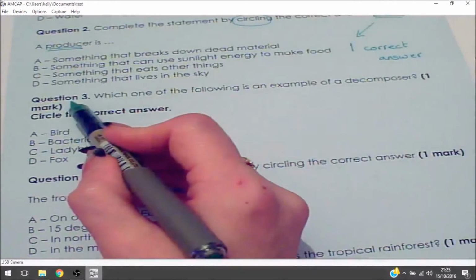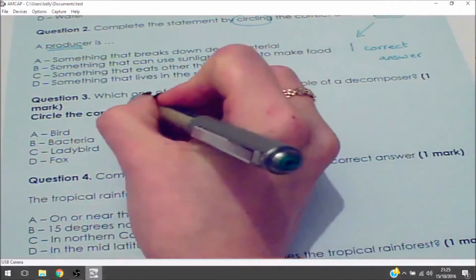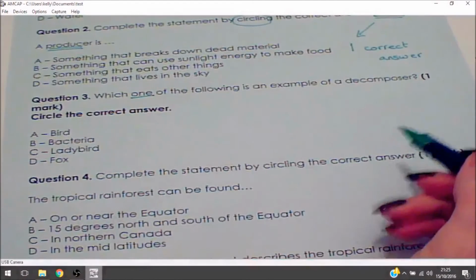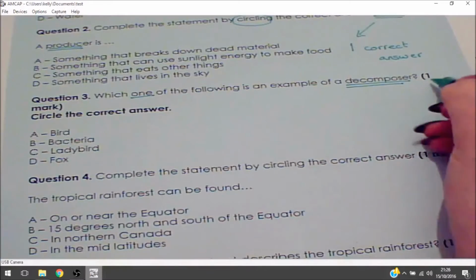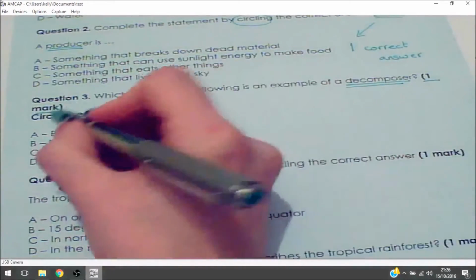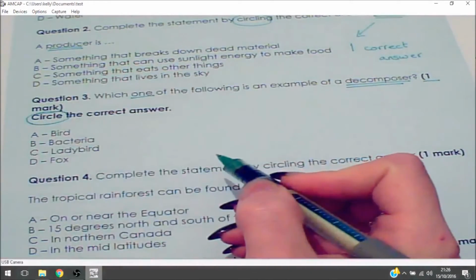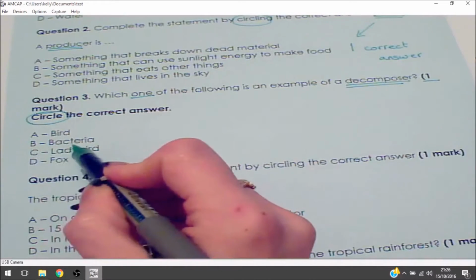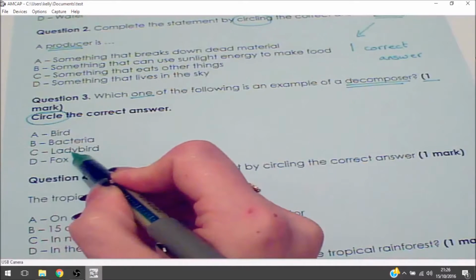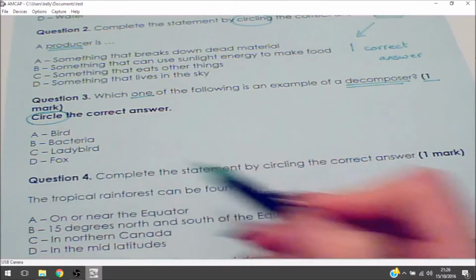Okay, moving on to question 3. Which one of the following is an example of a decomposer? Decomposer is our key word. Again, it is worth 1 mark. And it's asking you again to circle the correct answer. So is it A, a bird, B, bacteria, C, a ladybird, or D, a fox?